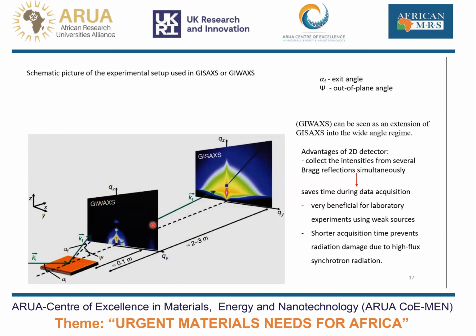Then, of course, we can also look at the GIWAXS, that is grazing incidence wide angle scattering. This is where you have an incident ray at a small angle, theta, and then you have a 2D detector where you have either the in-plane and out-of-plane scattering. Depending on how far the detector is, you can have GIWAXS, that is grazing incidence wide angle scattering, or GISAXS, which is grazing incidence small angle scattering.